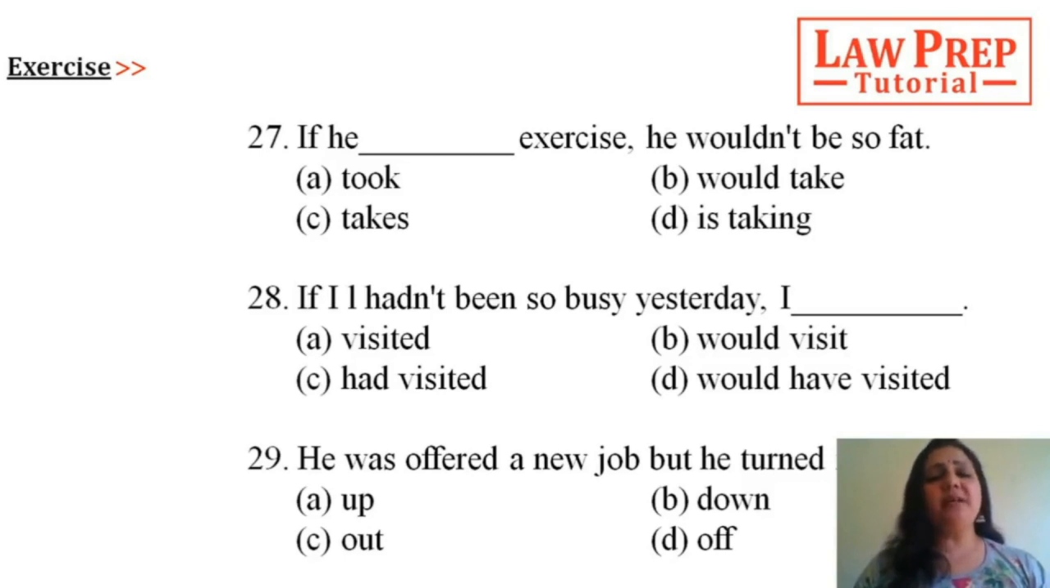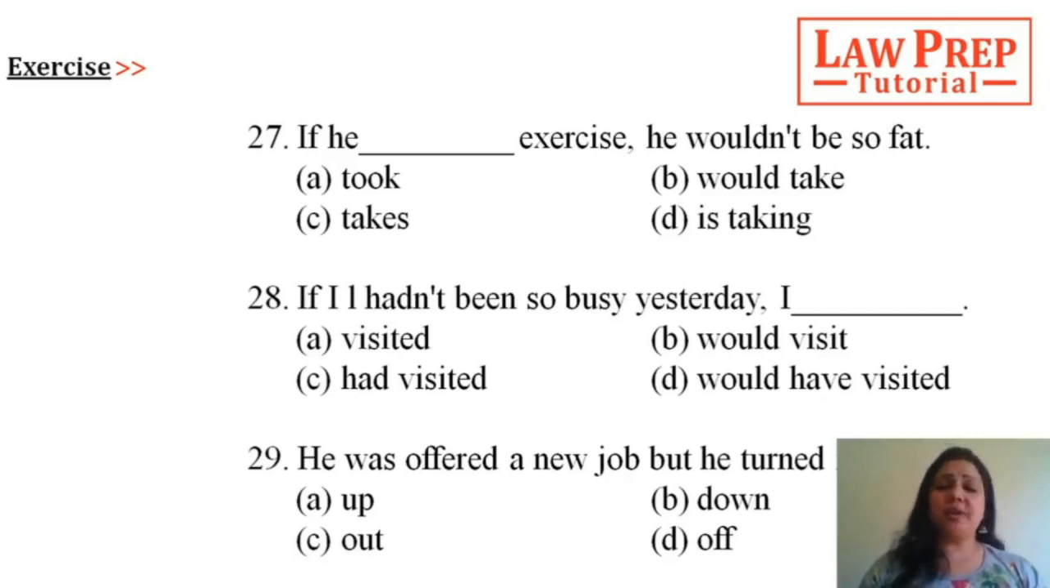If I hadn't been so busy yesterday, I dash. Which tense is 'hadn't been so busy'? That is past perfect. If past perfect is used, what do we use with the second part of the sentence? Model plus have plus verb third form, right? I just repeated the three rules, so I'm going to use the answer directly. Would have visited. If I hadn't been so busy yesterday, I would have visited.